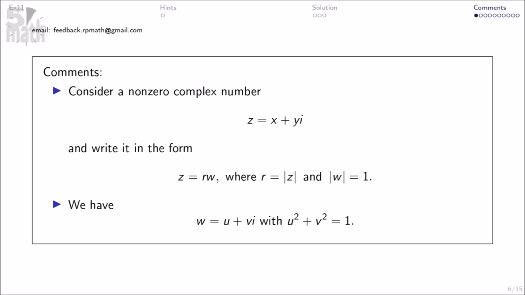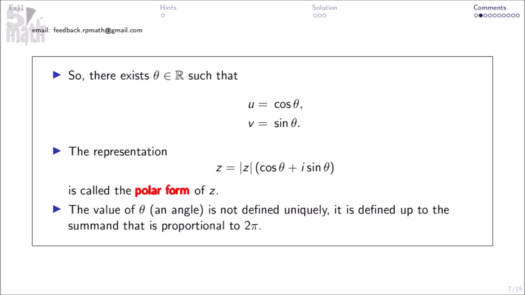Comments. Consider a non-zero complex number z equals x plus yi, and write it in the form z equals rw, where r equals the absolute value of z and the absolute value of w equals 1. We have w equals u plus vi with u squared plus v squared equals 1. So there exists theta in R such that u equals cosine theta, v equals sine theta.